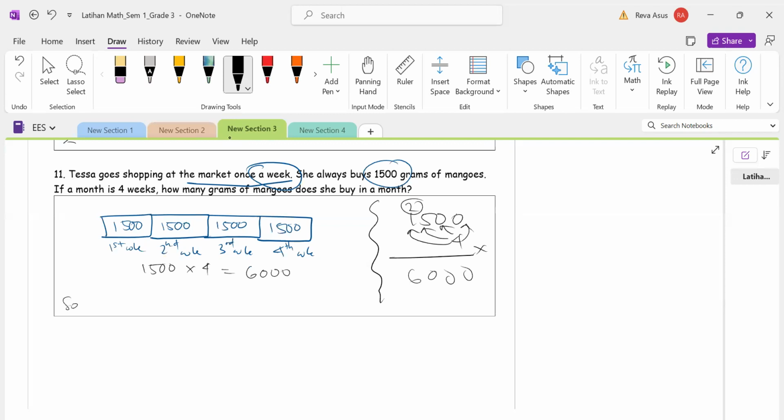Let's write the conclusion. So in a month, she buys 6,000 grams of mangoes.